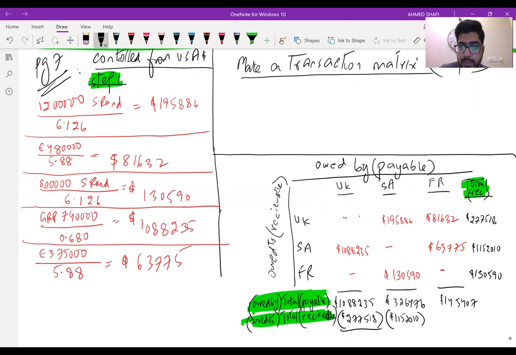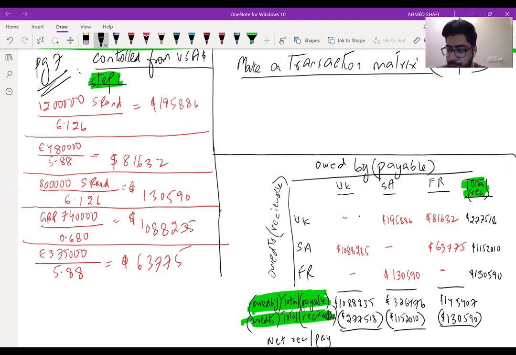Okay. Total of payable South Africa was 326476, and the total of South Africa receivable was 1152010. And finally, the total of French payable was 1145407, and the total payable less total receivable, as you can see above, 130590. You get net receivable or payable.